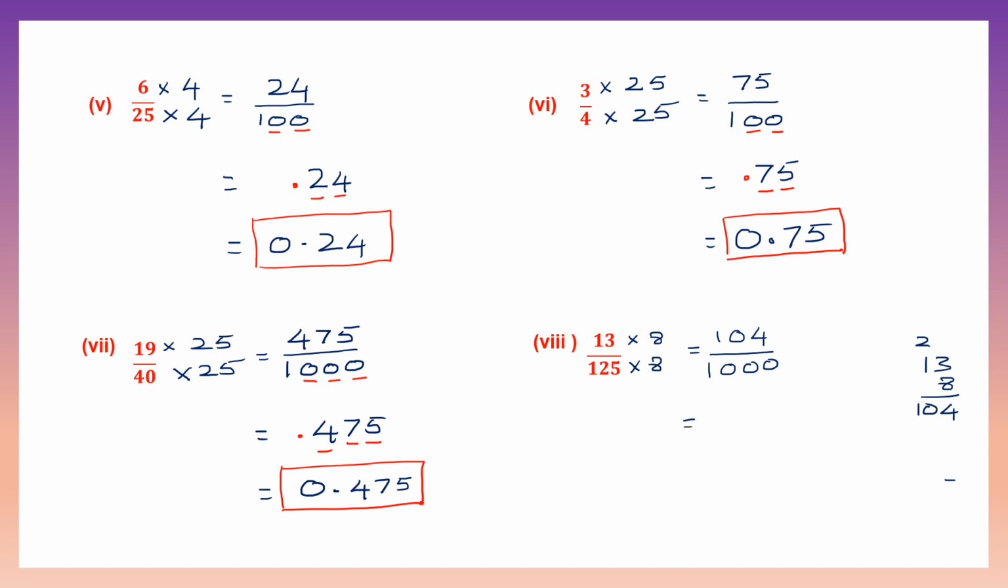So now let's take the numerator and write it separately. Let's look at the number of zeros in the denominator. So 3 zeros, so 3 places. 1, 2, 3, and the point comes here. So our answer here is 0.104. So this is our final answer.